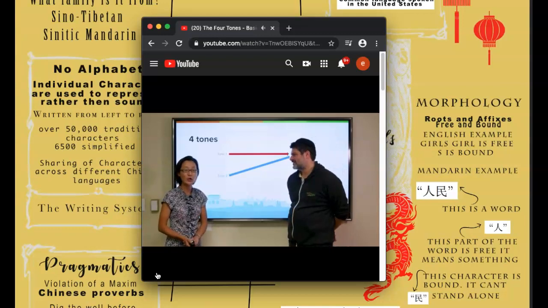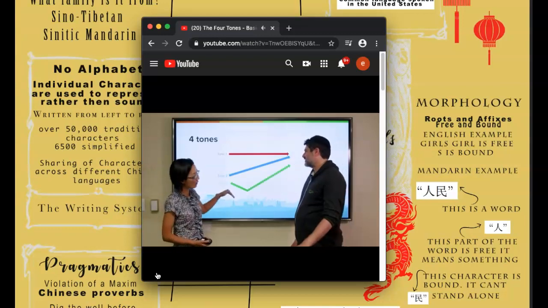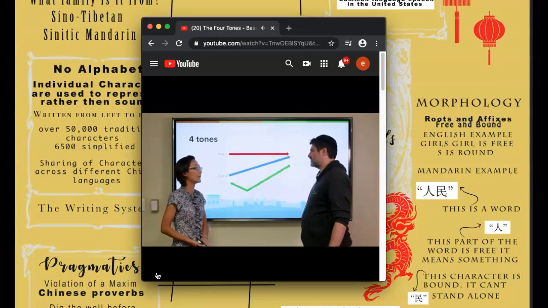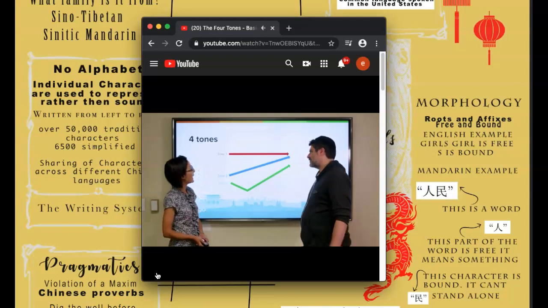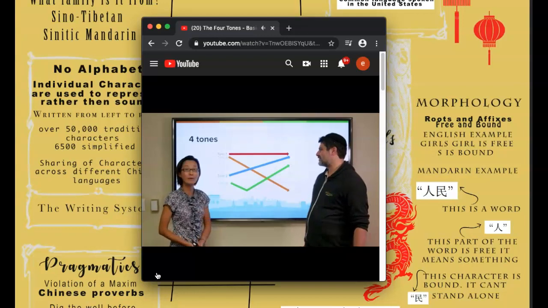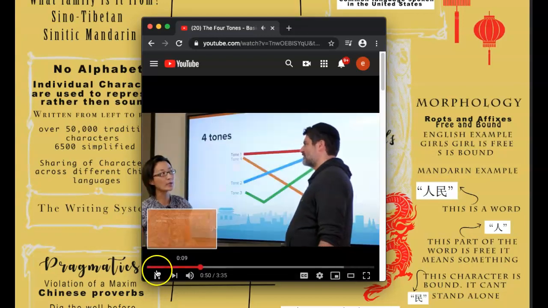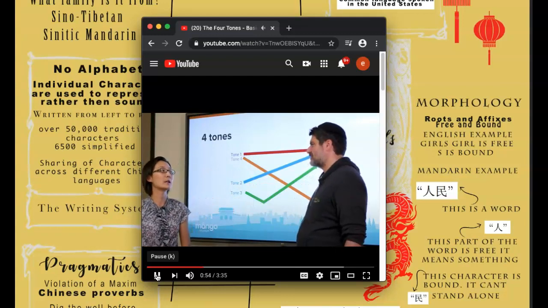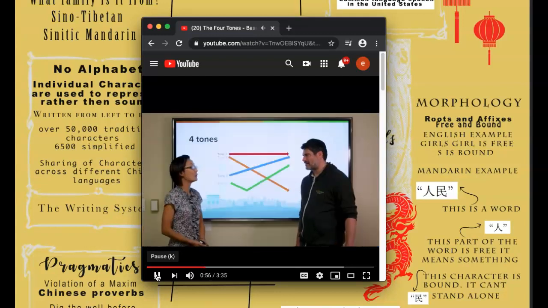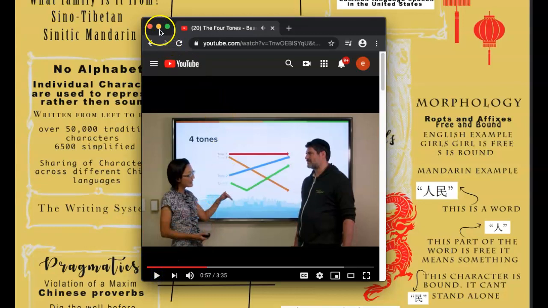Very good. Third tone, we call it a lower and then rising tone. Very good. And the fourth tone, we call it a falling tone. It's a quick drop from the highest pitch to the lowest pitch. Yeah, you may notice the last.